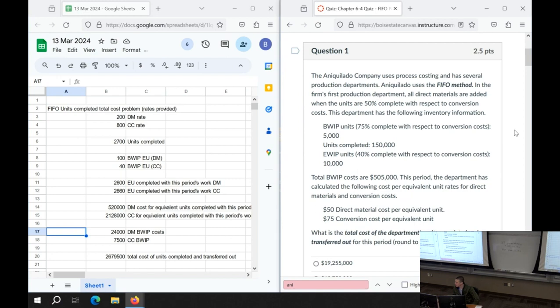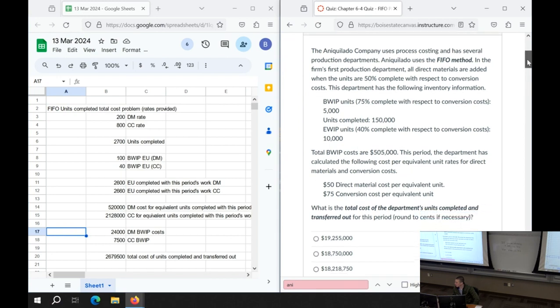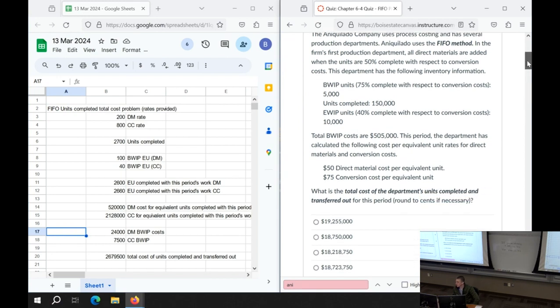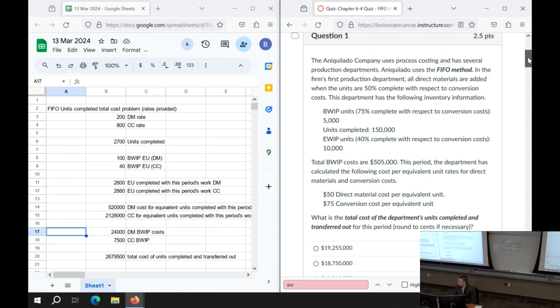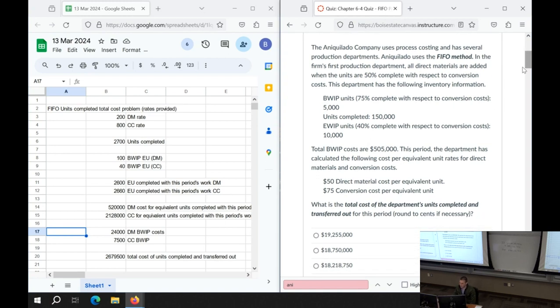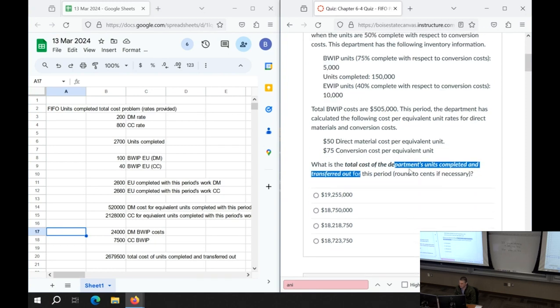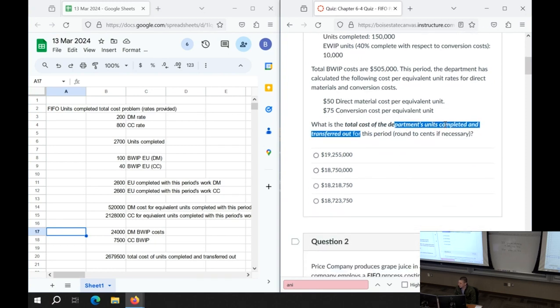Okay, this looks like something like what you described. Got total beginning WIP, this one right here, even. Okay, cool. Paul, you were talking about something similar. Same idea? Yeah, it's the same thing, but different numbers. Okay. All right, so the question stem here at the bottom is: what is total cost of the department's units completed and transferred out for this period? I'll scroll down just so we can see on the video.